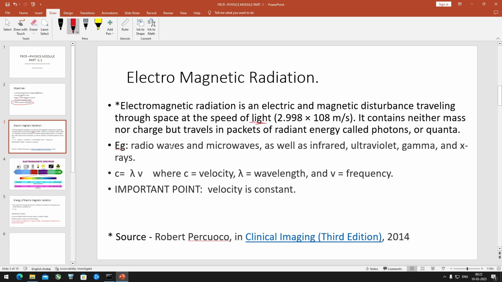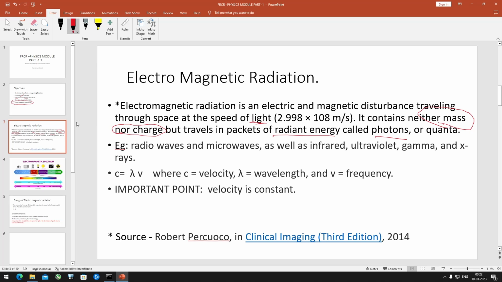That is around 2.998 into 10 to the power of 8 meters per second. So it is not 180, millimeter per second. It contains neither mass, so this is very important. Electromagnetic radiation does not contain mass and does not contain any charge, but travels in packets of radiant energy called photons or quanta. So basically, electromagnetic radiation is packets of energy traveling as electric and magnetic disturbance at the speed of light.